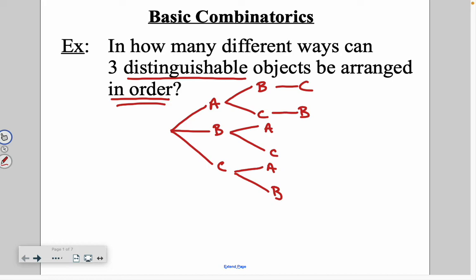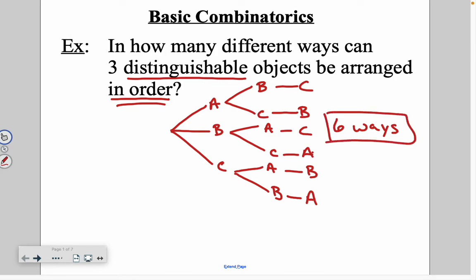If we go down to the bottom part here, we'll finish this off fairly quickly. If I go B and then A, the only thing left is object C. B then C, the only thing left is object A. C then A, the only thing left is B. And finally, there's the last one. How many total ways could we arrange those three objects? Okay, so it's a fairly long, drawn out way to do this. You end up with 6 different ways. So if I said A, B, and C, there's 6 different ways you could arrange them, using the letters A, B, and C, where the order matters.